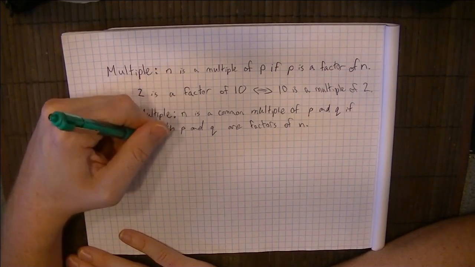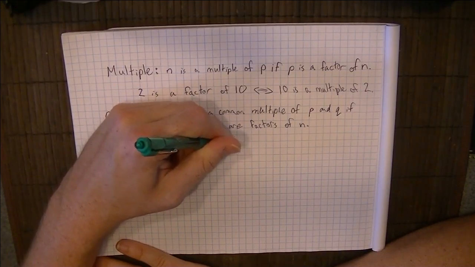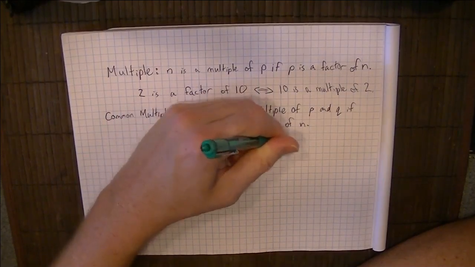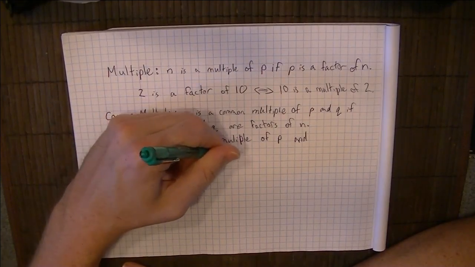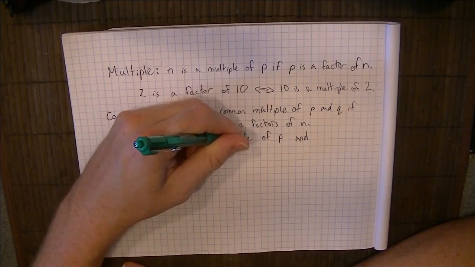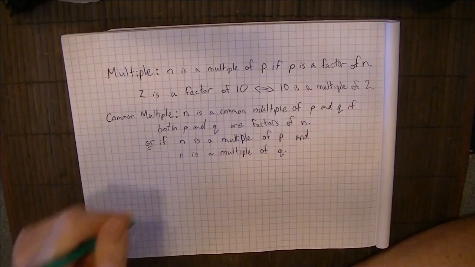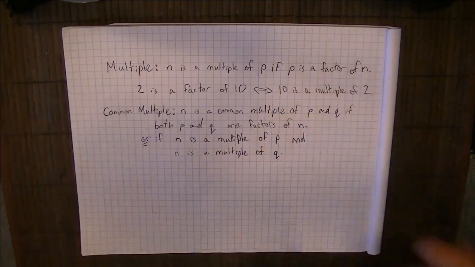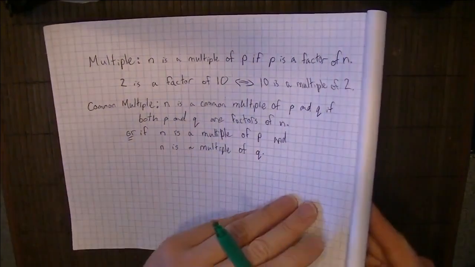Or we could just say, if n is a multiple of P and n is a multiple of Q. So if you have both, if it's a multiple of both P and Q, then it is a common multiple. Okay, now hopefully you understand why it's called that. All right, great. So let's take a look at two numbers that may seem a little familiar.